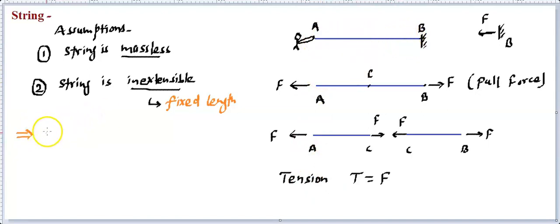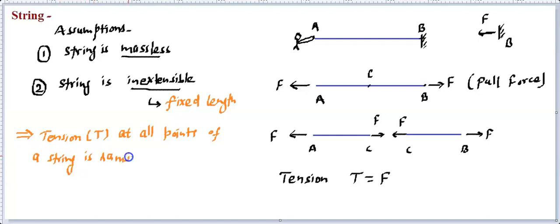So the next point to carry is tension. That means the force, which is written by T, tension at all points of a string is the same. So at all points you will find the same tension acting in magnitude. Direction depends on the alignment of the string. So it's along the string and away from the string. Makes sense?